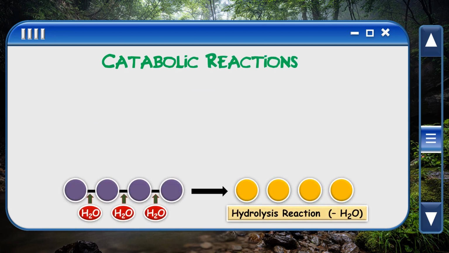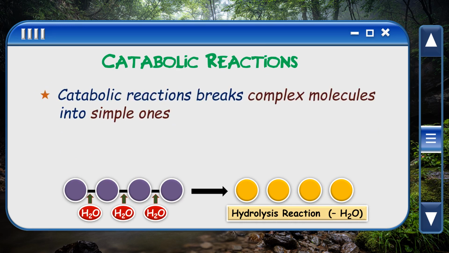Now we want to look at catabolic reaction. In catabolic reaction, we are going to break up. We shall break a complex molecule into simpler molecules. That is a catabolic reaction. For example, we have our macromolecule here, and this macromolecule is going to be broken down into simpler molecules, which we call the monomers. Now, these monomers are separate, but they are coming from the breakdown of a macromolecule.